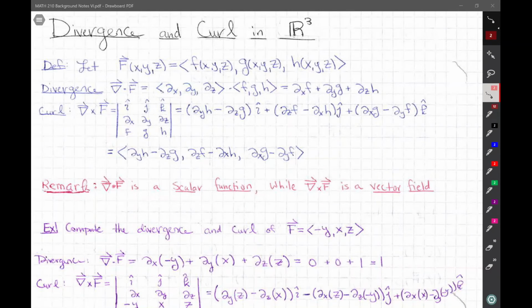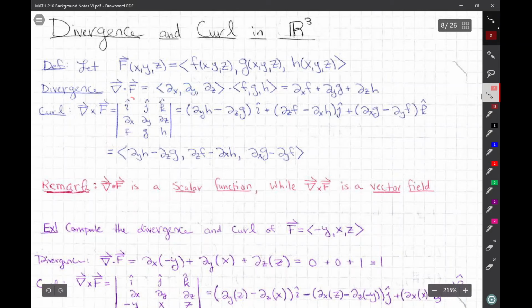Okay, let's take a look at the divergence and curl. And I don't even need to say in R3, because the divergence and curl are generally understood to be in R3. But here, to make it explicit, we're looking at it in R3. And our vector field now is defined in R3, so we get three components.